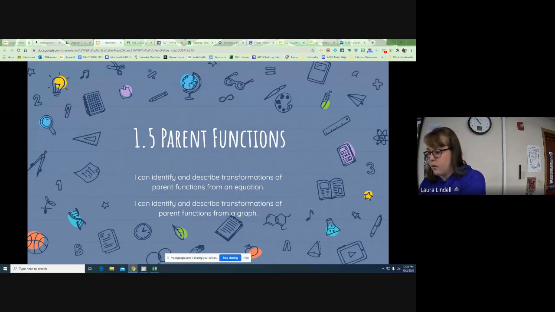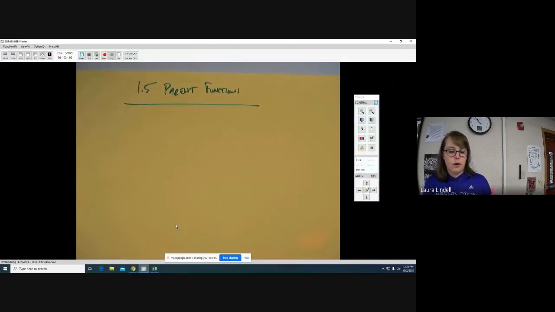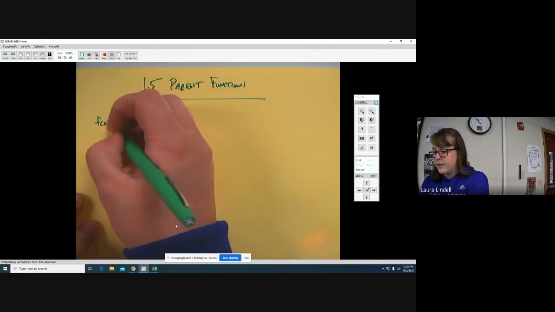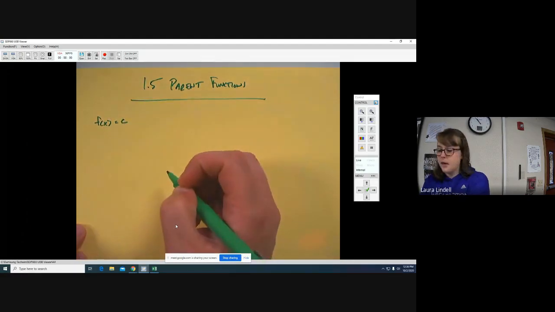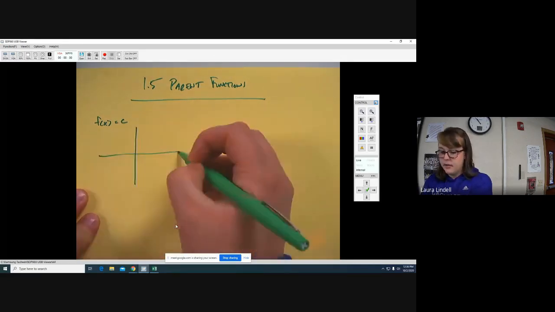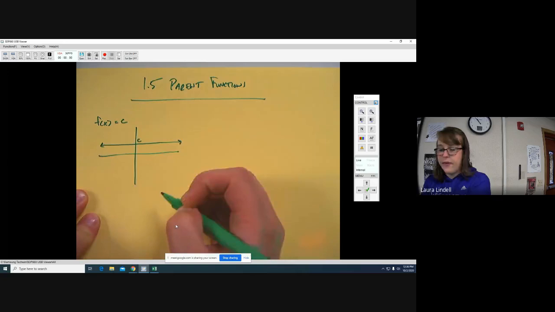Okay, so 1.5 for today, parent functions and transformations of parent functions. All right, so first of all, we need to make a little bit of a list of what our parent functions are and what they look like. So the first one is going to be the constant function. It's f of x equals some value c, any number c. So what that one looks like is just a horizontal line at c.